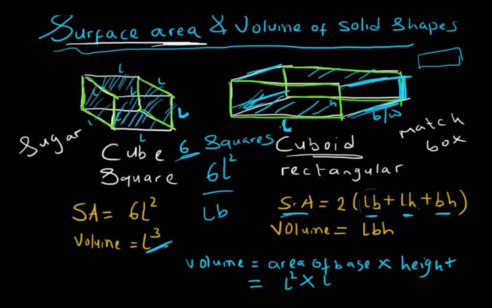Now for a cuboid, the base is a rectangle. Area of a rectangle is length times breadth. So I have LB, length times breadth, then times height. So that's why the volume of a cuboid is length times breadth times height, LBH. Do you understand this? So I think with this you can remember the formula. Now let's take some examples.